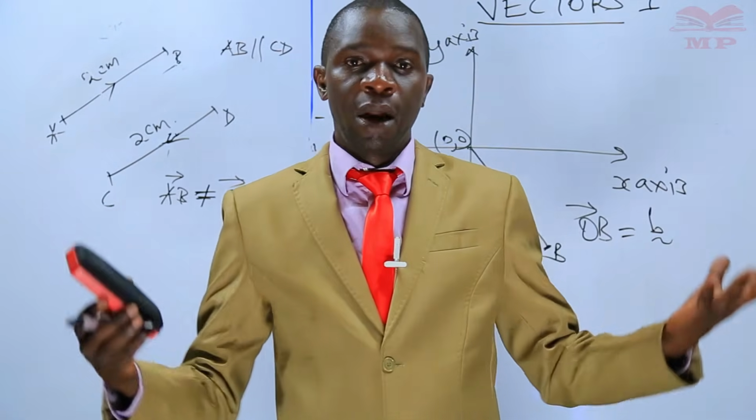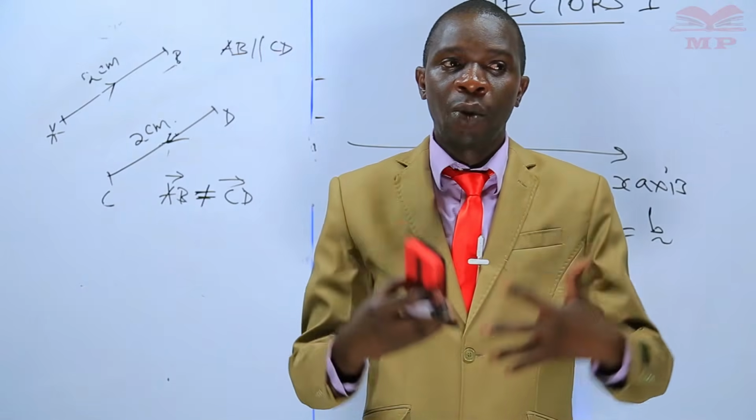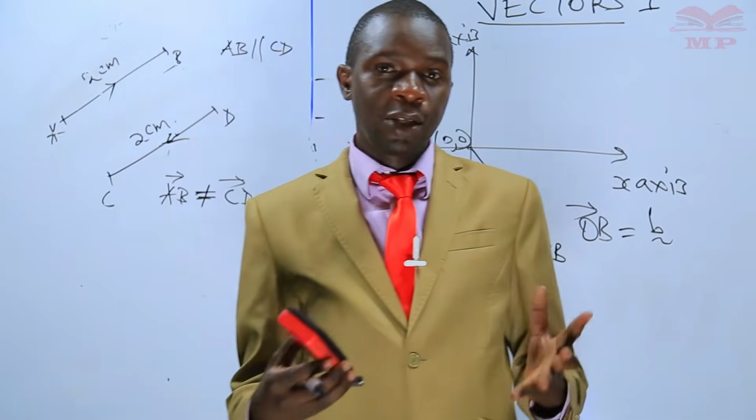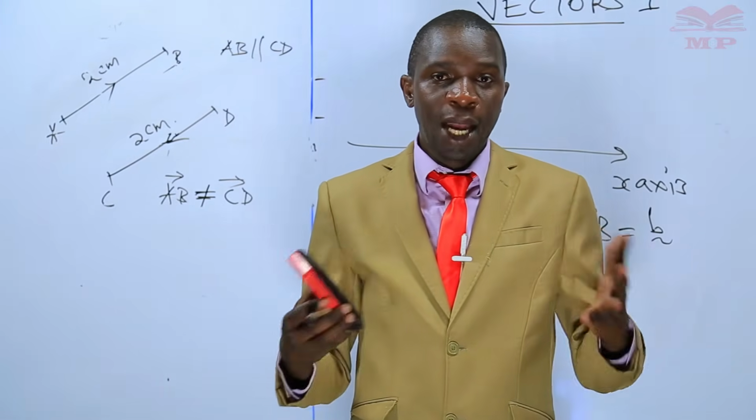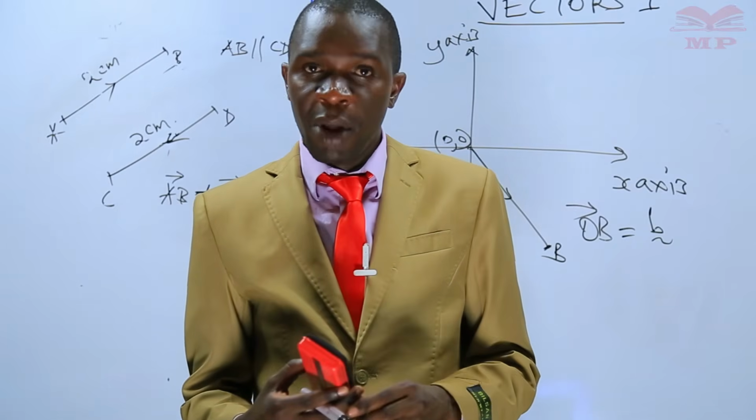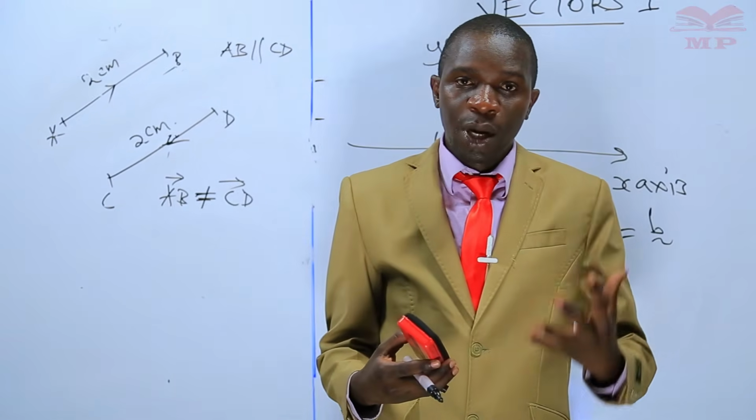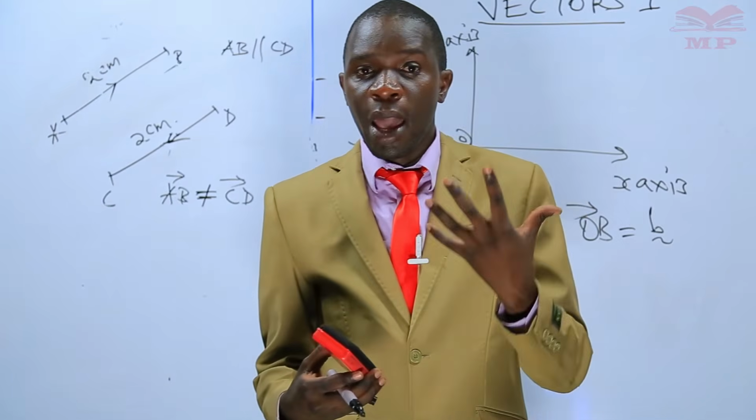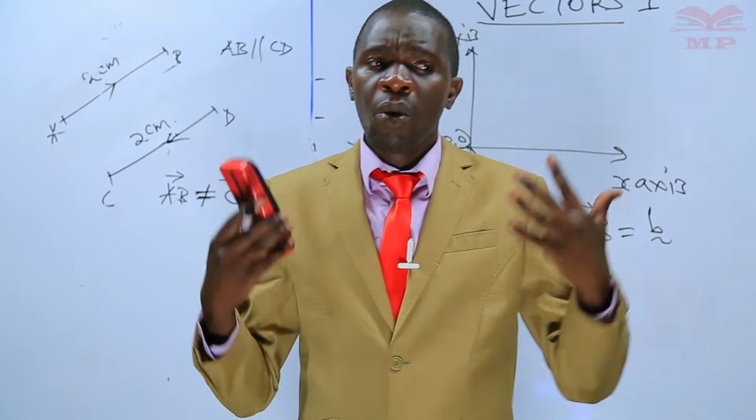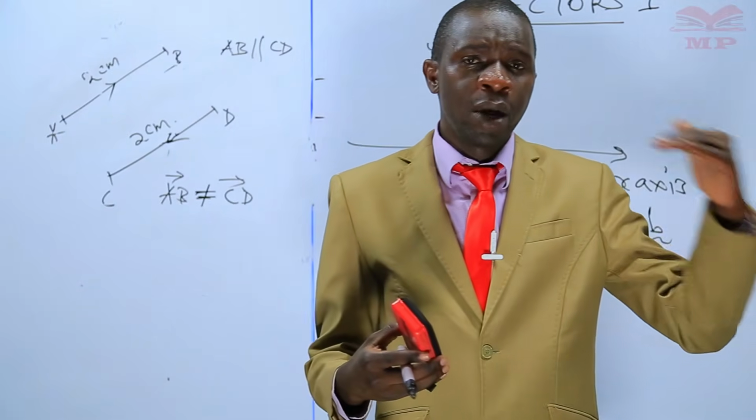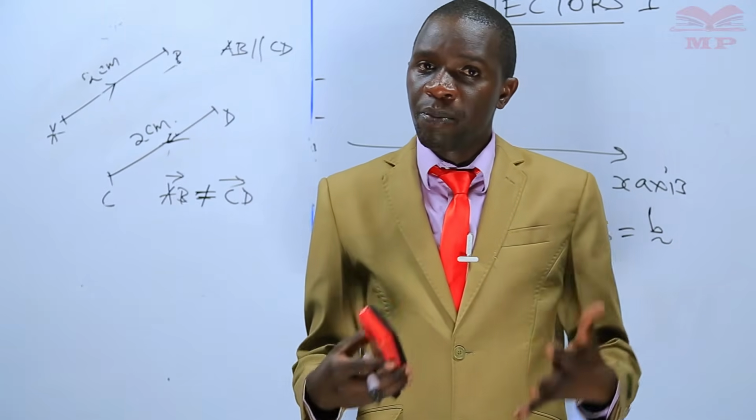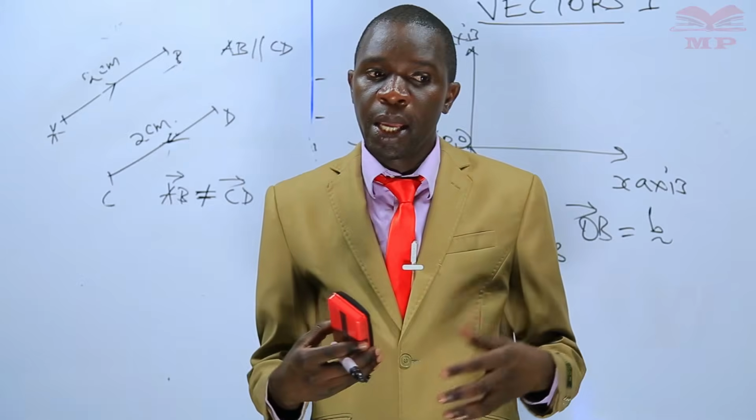We further looked at representation of vectors, how we can represent vectors, and we've said that you can use two capital letters and show the direction of movement. And at the same time, you can use a small letter with a wavy line just below it. We've also looked, lastly but not least, at equivalent vectors. And we've said that two vectors are equivalent when these vectors have equal length and are moving in the same direction.